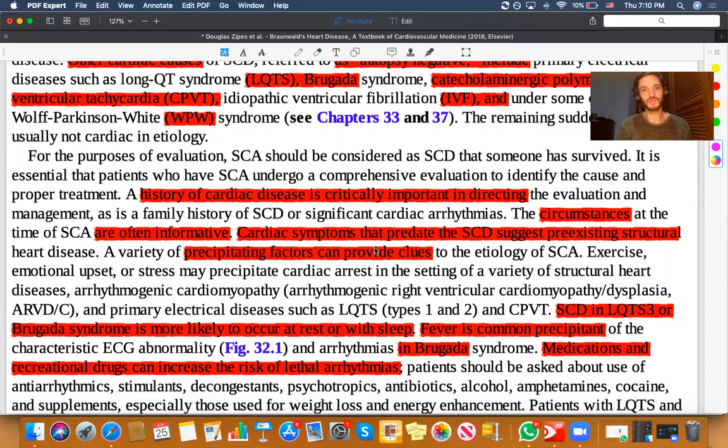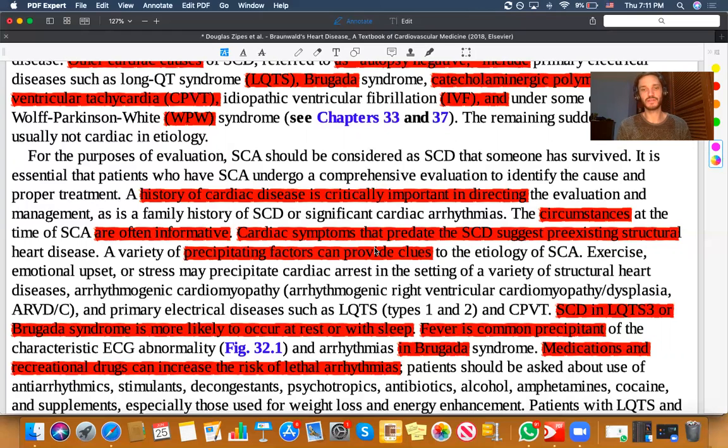A history of cardiac disease is critically important in directing the evaluation. Circumstances are often informative, so always pay attention to what was happening around the patient in those moments when the patient had the syncope. If the patient is in the ED with his friend, ask the friend, because the patient might only remember until he had the syncope or loss of consciousness. So these circumstantial events happening in those moments would be important. Cardiac symptoms that predate SCD suggest pre-existing structural disease. Precipitant factors can provide clues.